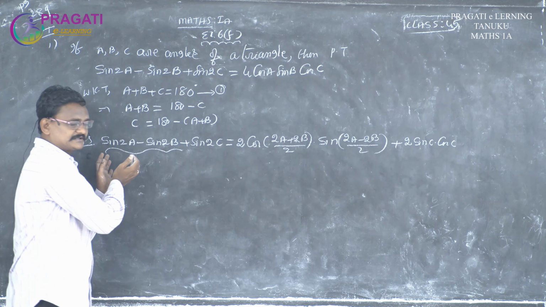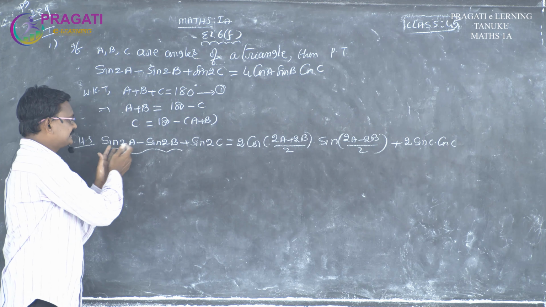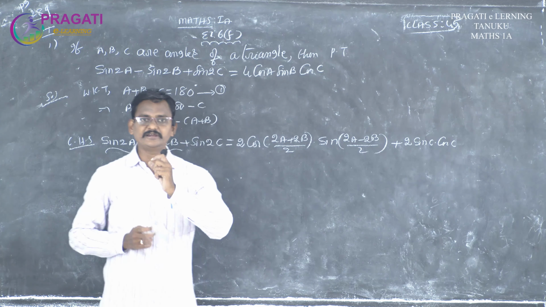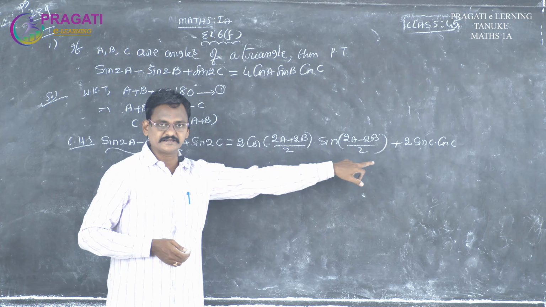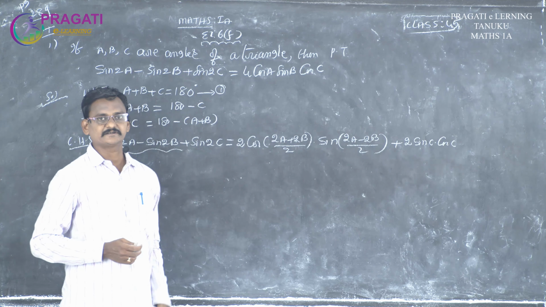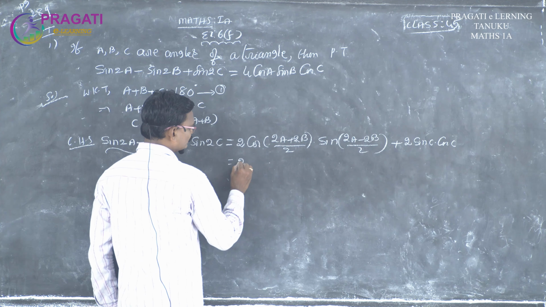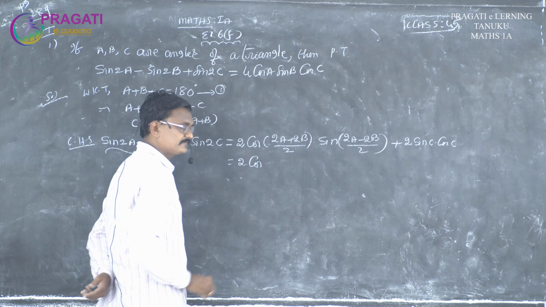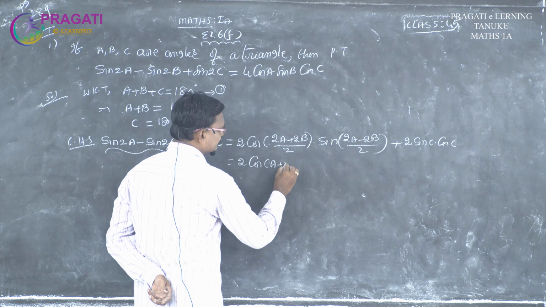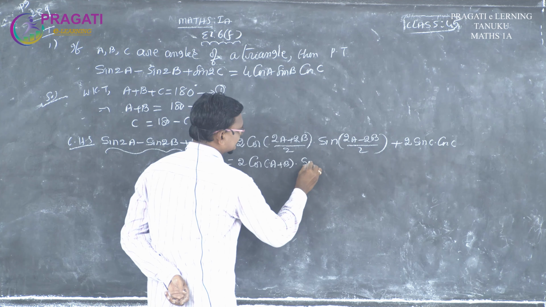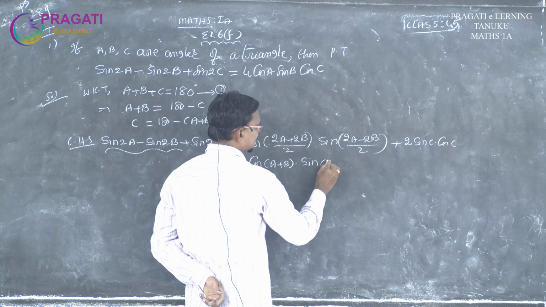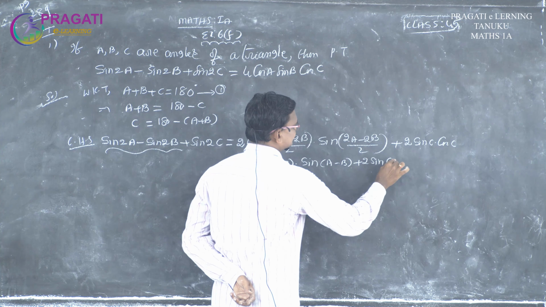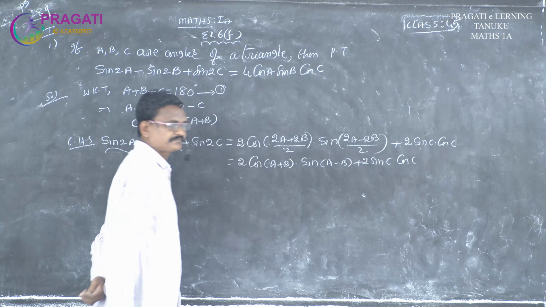For the first two parts we use the transformation formula sin C minus sin D. For the last one, sin 2C, just like sin 2A, the formula is 2 sin A cos A; this is C, so that's 2 sin C cos C. Now 2 cos of, here we take 2 common, and the 2s cancel, so we get only cos(A plus B) into sin(A minus B), plus 2 sin C cos C.